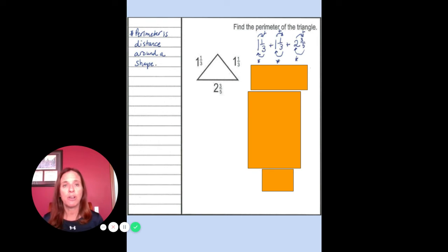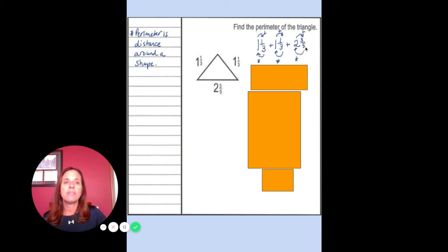So I have 1 1/3 plus 1 1/3 plus 2 3/5. Now, what I have to do first, according to my steps on my previous slide, is to change my mixed numbers to improper fractions. And the steps to do that I already have written out. You're going to multiply that denominator by the whole. So 3 times 1 is 3. And then you're going to add that product to the numerator. 3 plus 1 is 4. So 1 1/3 would become 4/3.